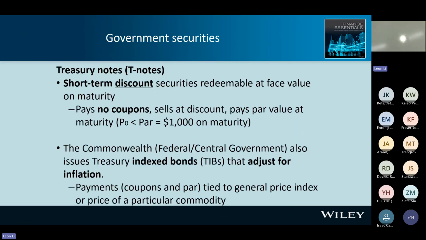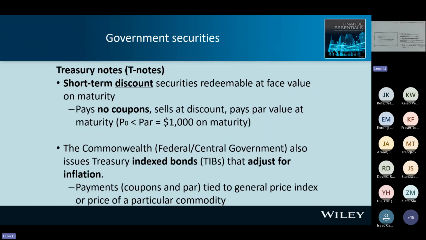Next, we are going to show you different types of bonds. The first type of bond is government. We have government securities, so government bonds. For government bonds, we have short-term government bonds and long-term government bonds. About short-term and long-term, I hope, students, you remember our definition. Short-term means shorter than 1 year. Long-term means longer than 1 year.